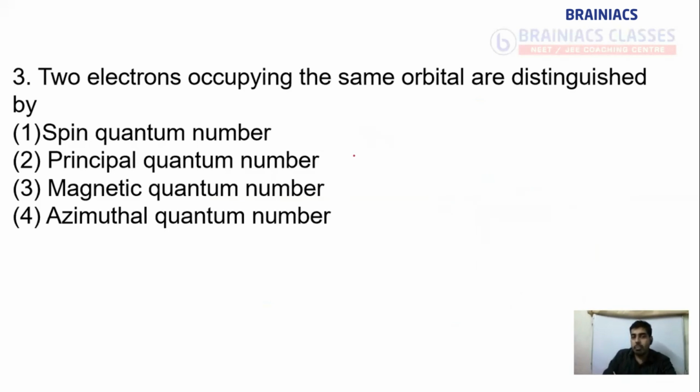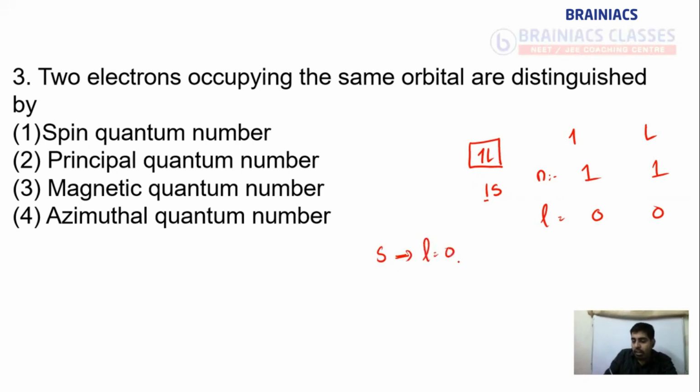Two electrons occupying the same orbital are distinguished by what? Consider the 1s orbital. Now there are two electrons. Both of them have the same principal quantum number, 1. This is principal quantum number 1. And for the azimuthal quantum number, for the s subshell, the L value is equal to 0. So both of them have L value equal to 0.